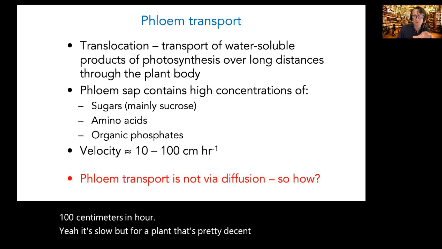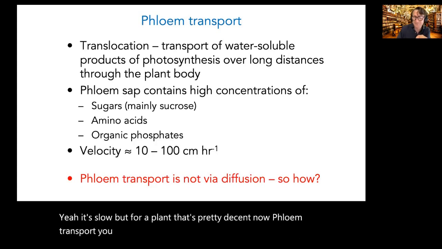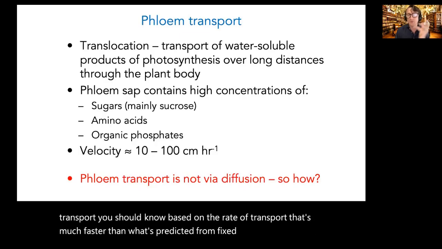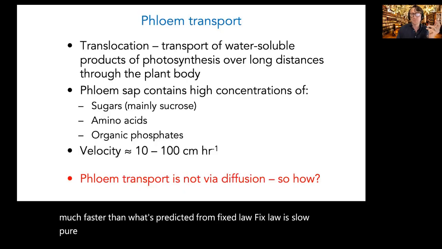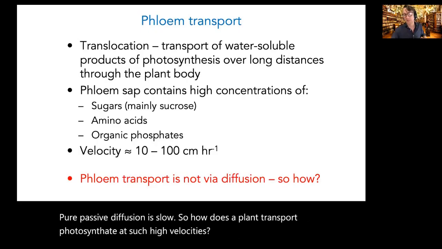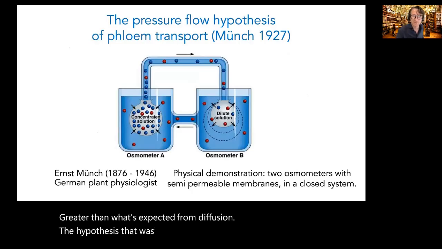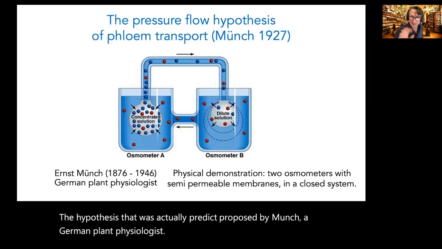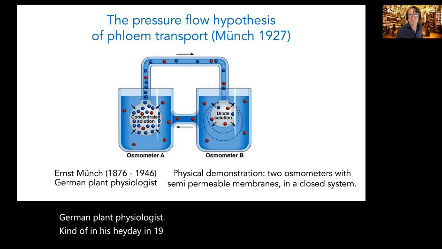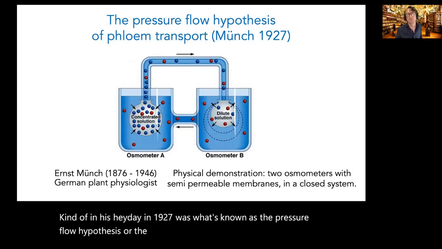Now, phloem transport, you should know based on the rate of transport, is much faster than what's predicted from Fick's law. Fick's law is slow. Pure passive diffusion is slow. So how does a plant transport photosynthate at such high velocities, greater than what's expected from diffusion? The hypothesis that was proposed by Münch, a German plant physiologist, in his heyday in 1927, was what's known as the pressure flow hypothesis, or the Münch pressure flow hypothesis.